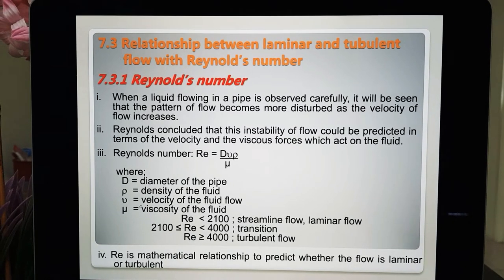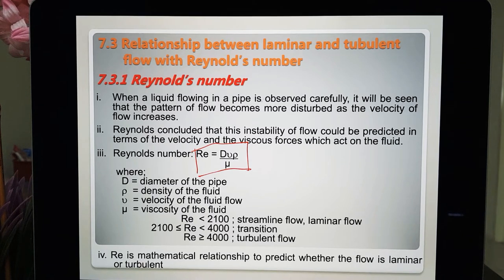All right, now let's continue with the following slides, whereby this one is for the relationship between laminar and turbulent flow with Reynolds number. So in previous slides, you have known that this is the equation for the Reynolds value. Okay, so the Reynolds number relates to the fluid flowing.